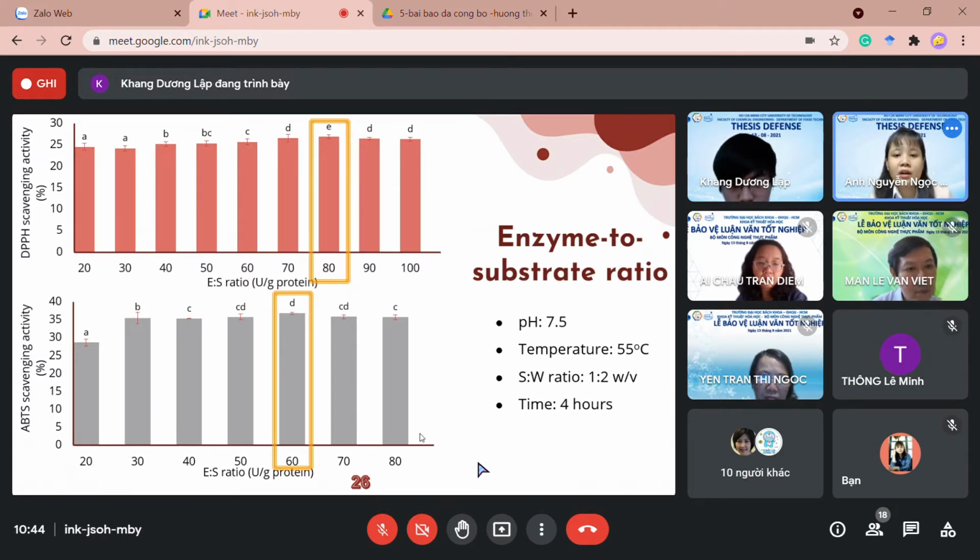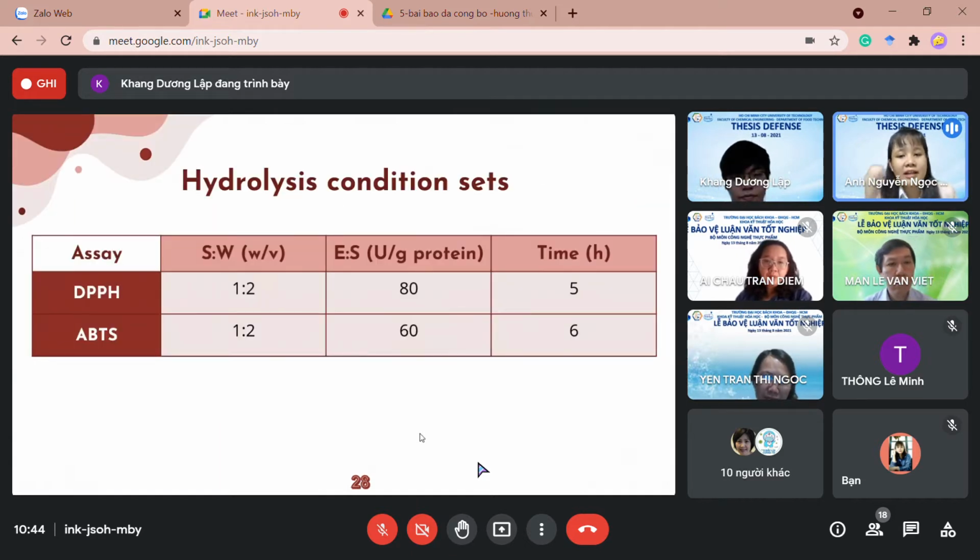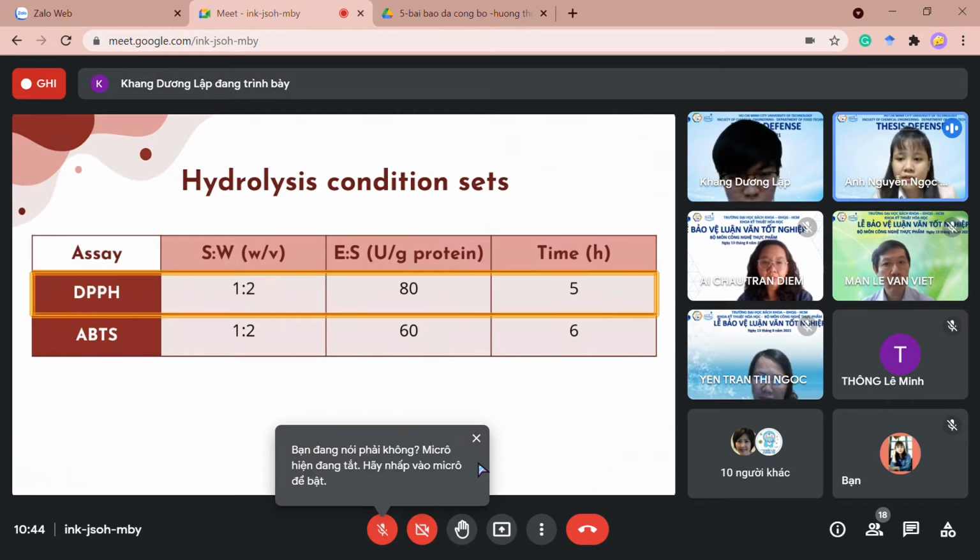With SW 1:2, hydrolysis time ranging from 3 to 7 hours. For DPPH, the best activity was conducted at 5-hour point, and for ABTS, the activity peaked at 6 hours. In total, we collected two condition sets for each method. The condition for best DPPH scavenging activity was chosen in the next steps.